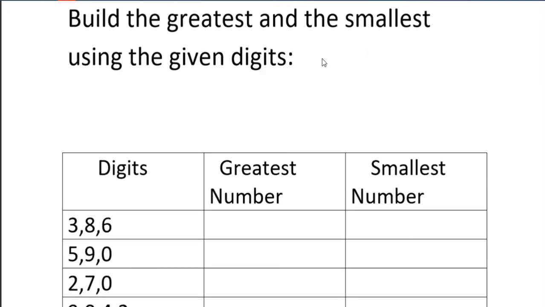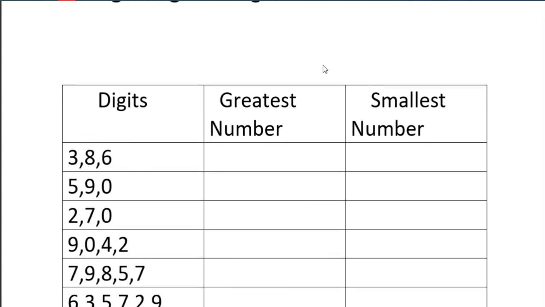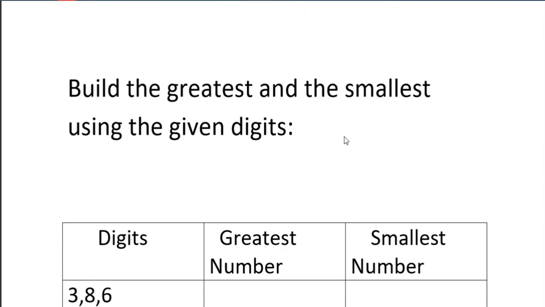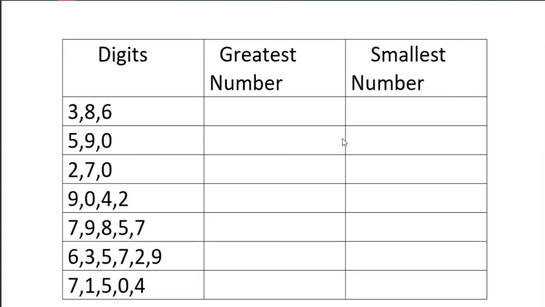There is a small exercise for you. Build the greatest and the smallest number using the given digits. These are the digits children, so you have to create the greatest number and the smallest number. Complete this assignment and send it to me.